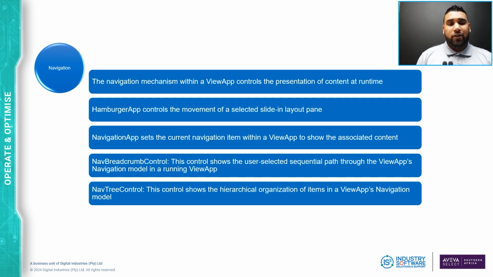Your navigation app sets the current navigation item within a view app to show the associated content. It includes 2 controls. Your nav breadcrumb control shows the user's selected sequential path through the view app's navigation model in a running view app. Each segment shown in a breadcrumb display shows the selected navigation item. You also have your nav tree control. This control shows the hierarchical organization of items in a view app's navigation model. When configuring a view app, the navigation model is visible in the view app editor. At runtime, users can expand or collapse the navigation hierarchy to show or hide navigation items and make selections. It also includes a search tool for searching items from the navigation model.